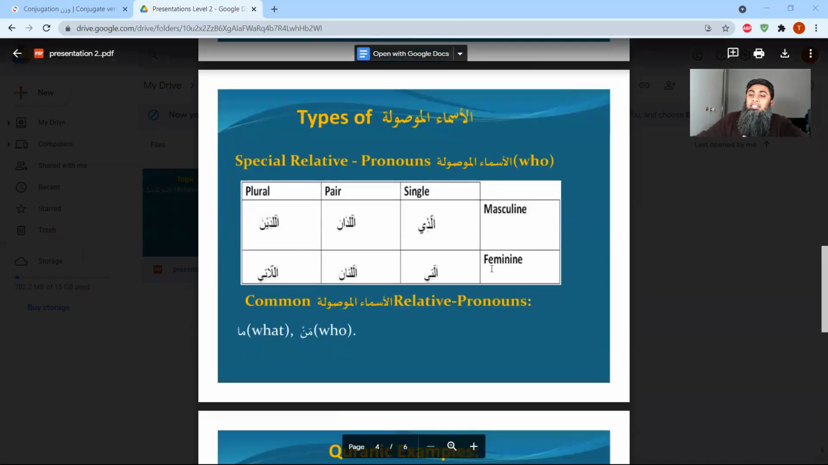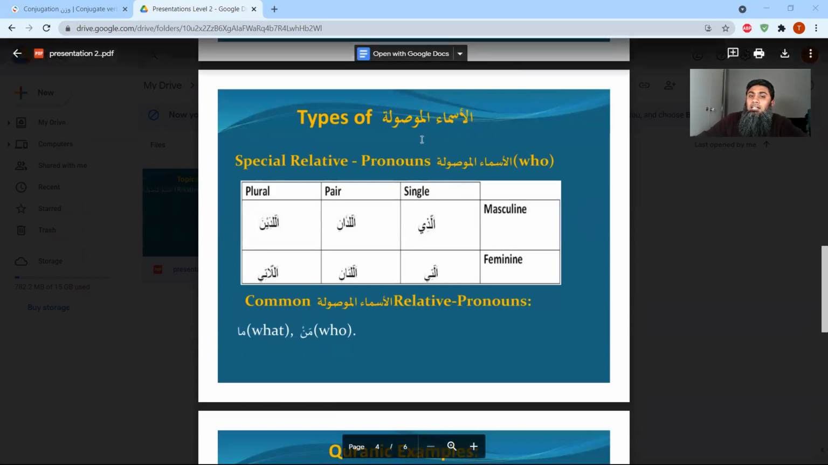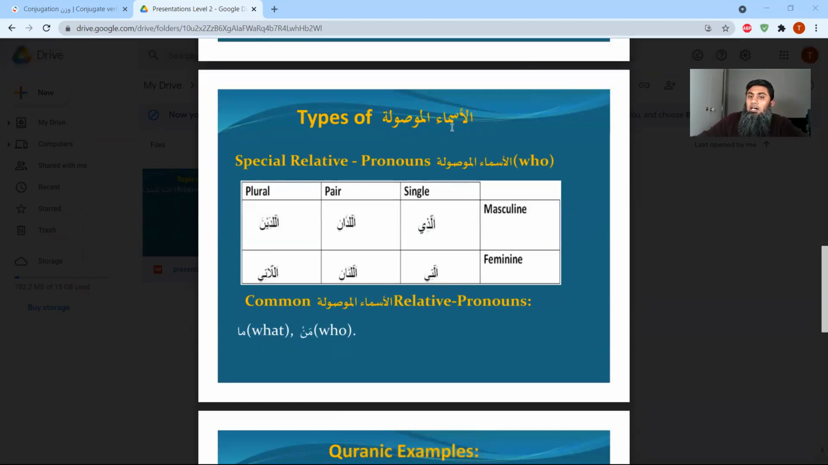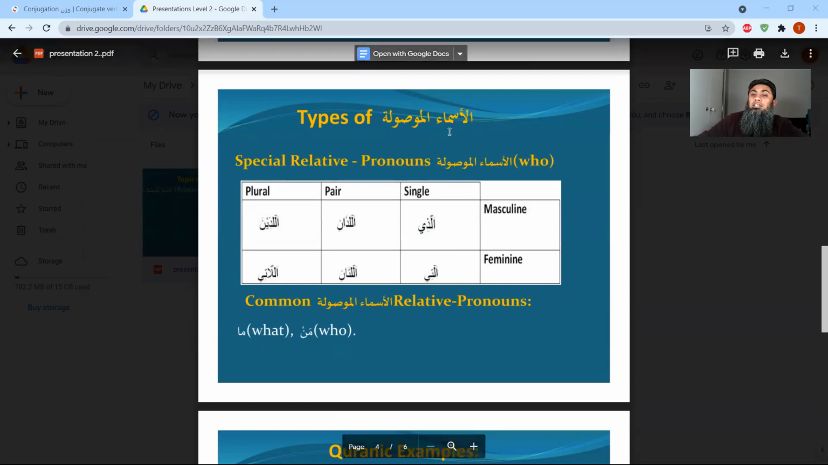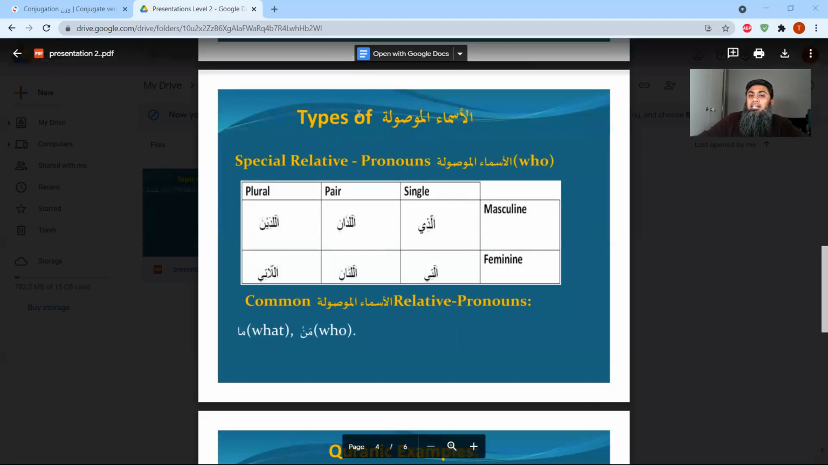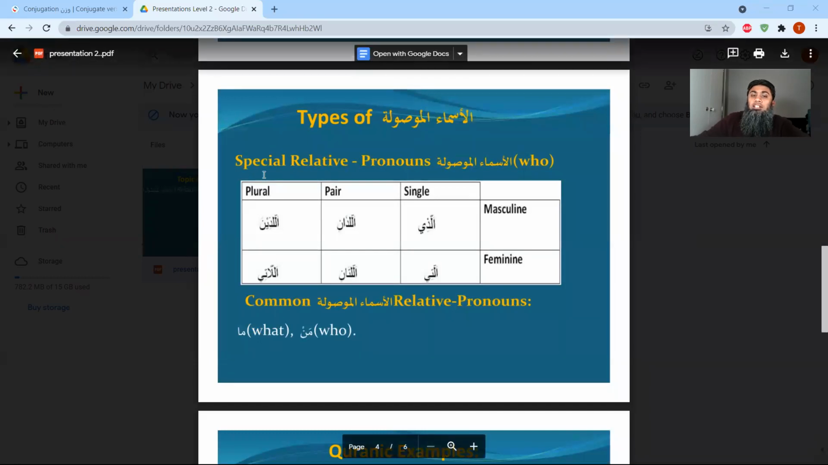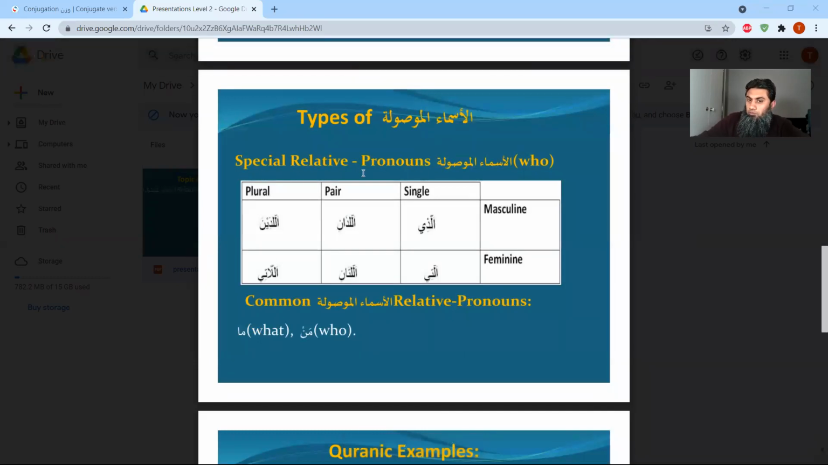Now, obviously in English we know the word who, but what about Arabic? So in Arabic, al asma al mawsula. Asma is the plural for ism. Ism is singular and asma is plural. Al mawsula. Now, these relative pronouns in Arabic have two types. Type 1 is called special relative pronouns.